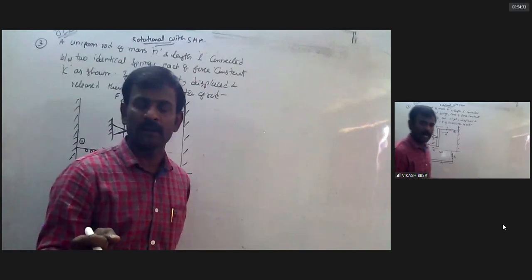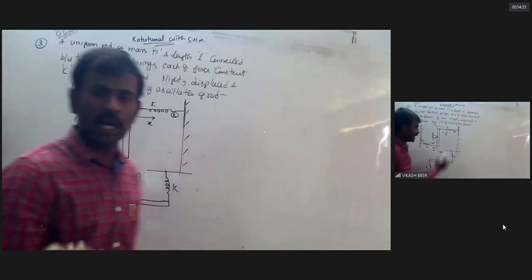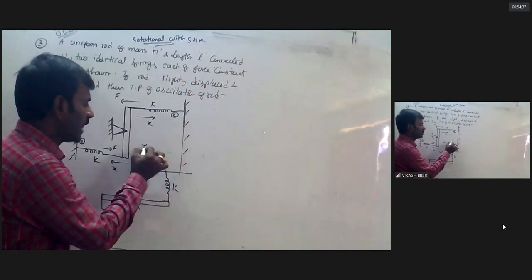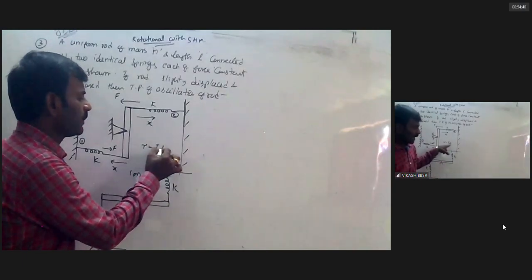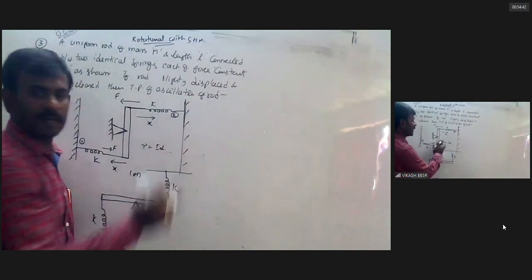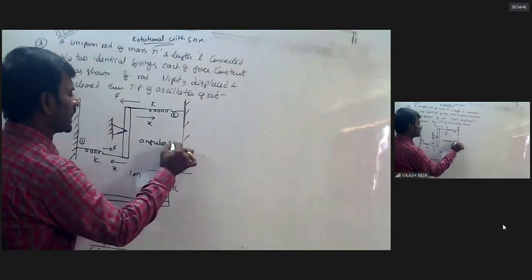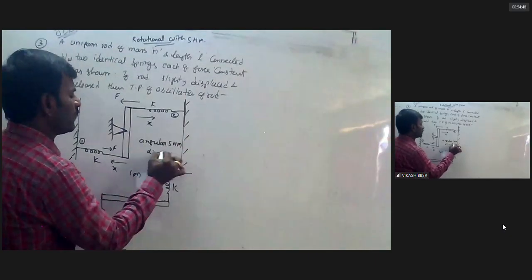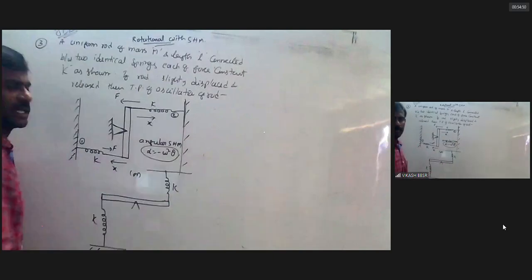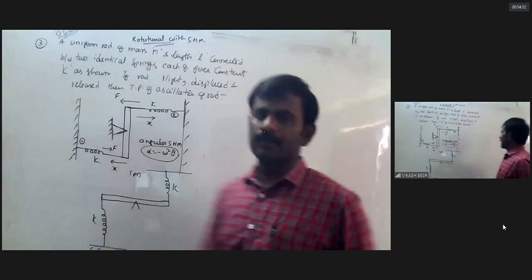Tau equal to how much? I into alpha, then the problem is over. Tau equal to I alpha. So we are going to do this. The principle is angular SHM: alpha equal to minus omega square theta. See, I prove it now. Listen.